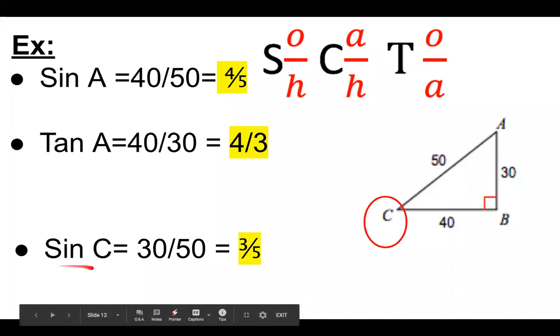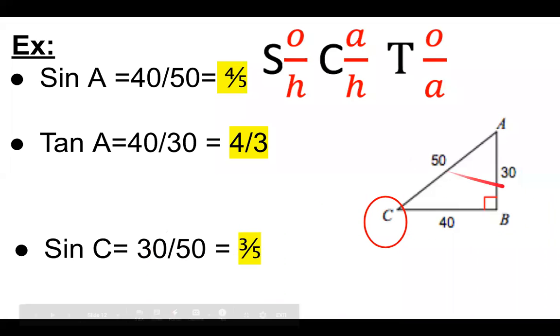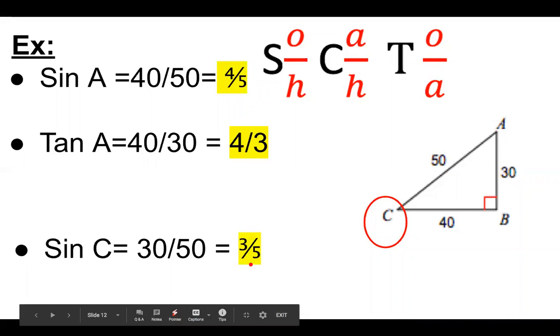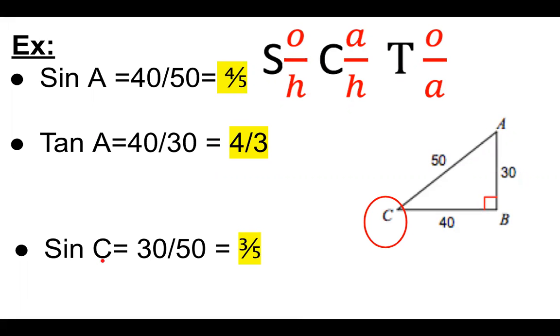If I was asked what is sine of C, it is going to be now 30 over 50, because 30 is now opposite and 50 is hypotenuse. So 30 over 50, which is the same thing as 3 over 5. That would be sine of C. So notice how sine of A is different from sine of C, because it depends which angle you're looking at. You're going to have to relabel the triangle.